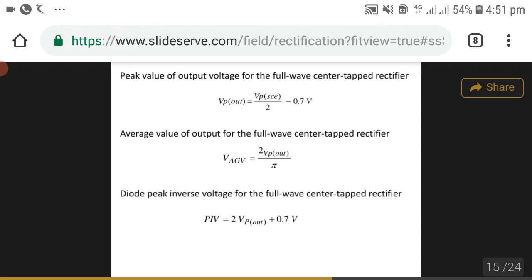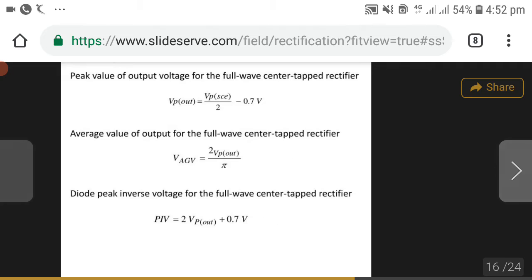cycle. The peak value of the output voltage Vp(out) is equal to Vp(sec) divided by 2 minus 0.7 volt. The average value of the output for the full wave center tap rectifier is V average equal to 2 Vp upon pi. The diode peak inverse voltage for the full wave center tap rectifier is PIV equal to 2 Vp plus 0.7 volt.